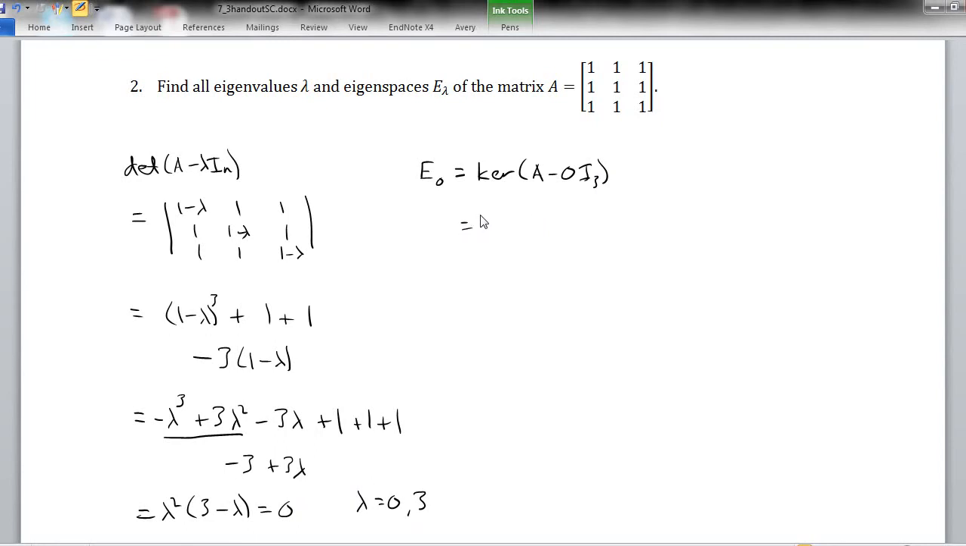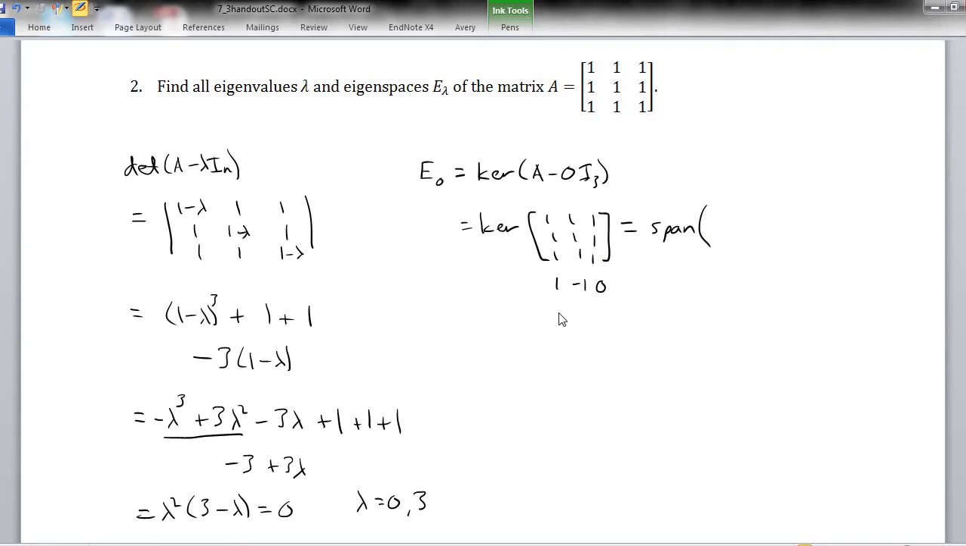So, kernel of this nice matrix. Excuse me. And so let's see if we can just guess it by inspection here. So it's going to be the span of some basis for the kernel. And we just need to look for linear combinations of the columns that are equal to the 0 vector, right? And I could take 1 times the first one, negative 1 times the second one, and 0 times the third one.